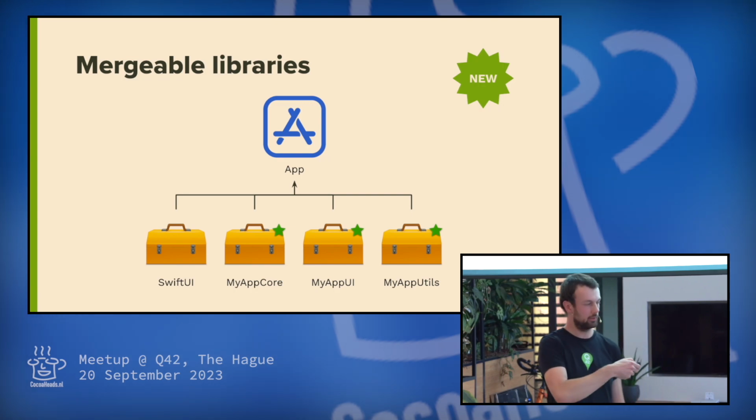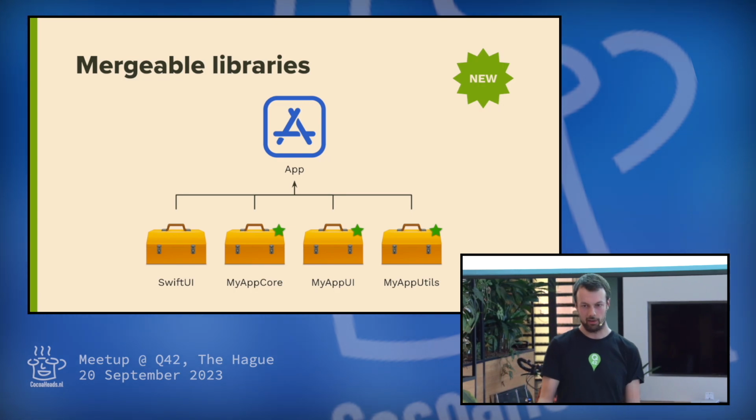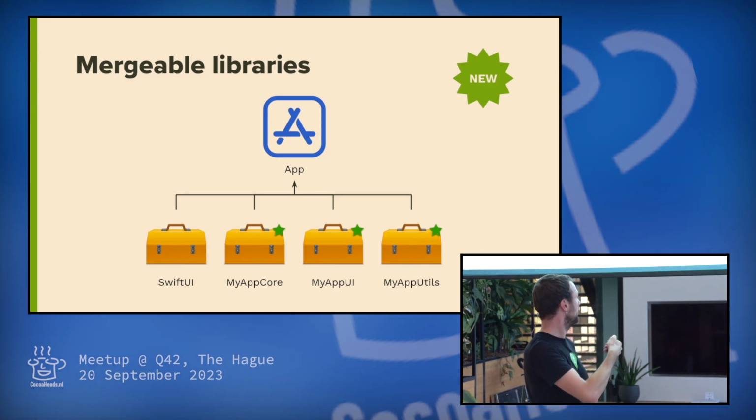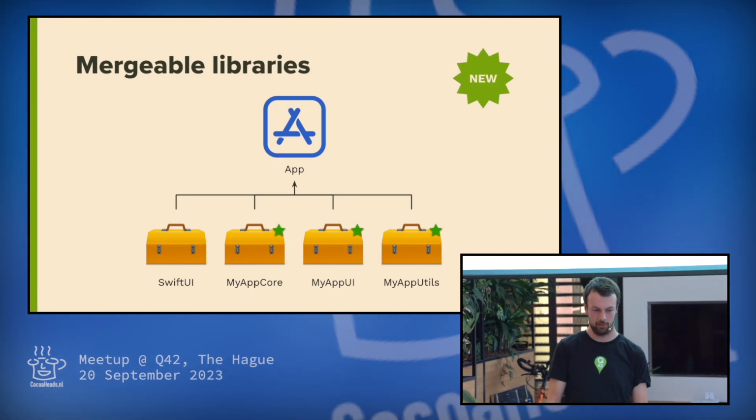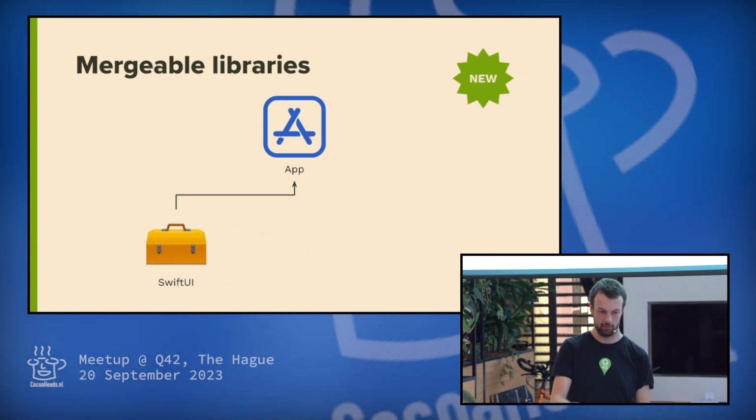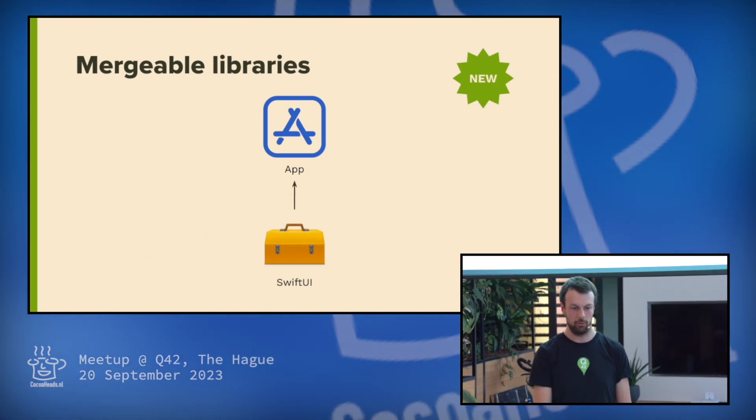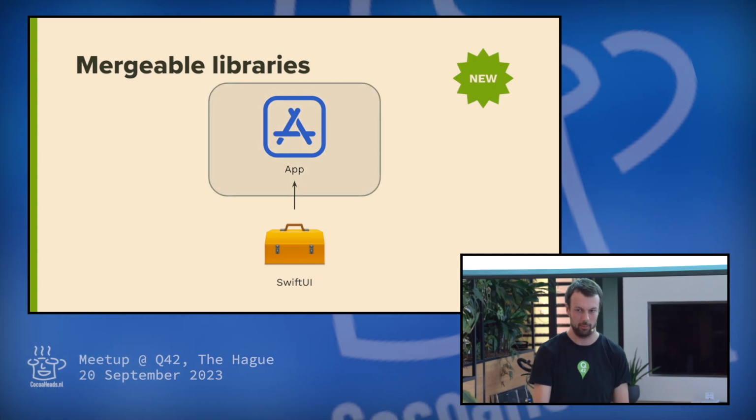When we have a mergeable library, marked with a star like this, Xcode can basically choose at compile time if it merges that library into your app, or if it treats it as a dynamic library. The three libraries here, MyAppCore, MyAppUI, and MyAppUtils, are all mergeable. And SwiftUI is not because it's a system framework. So when I compile my app, these all go into my application. And it still depends on SwiftUI as a dynamic library. So then this is my final app.